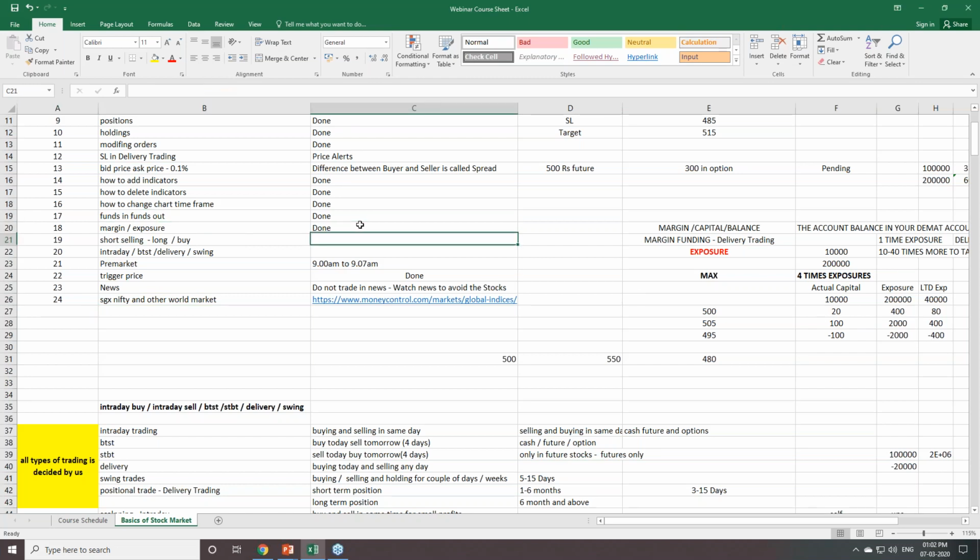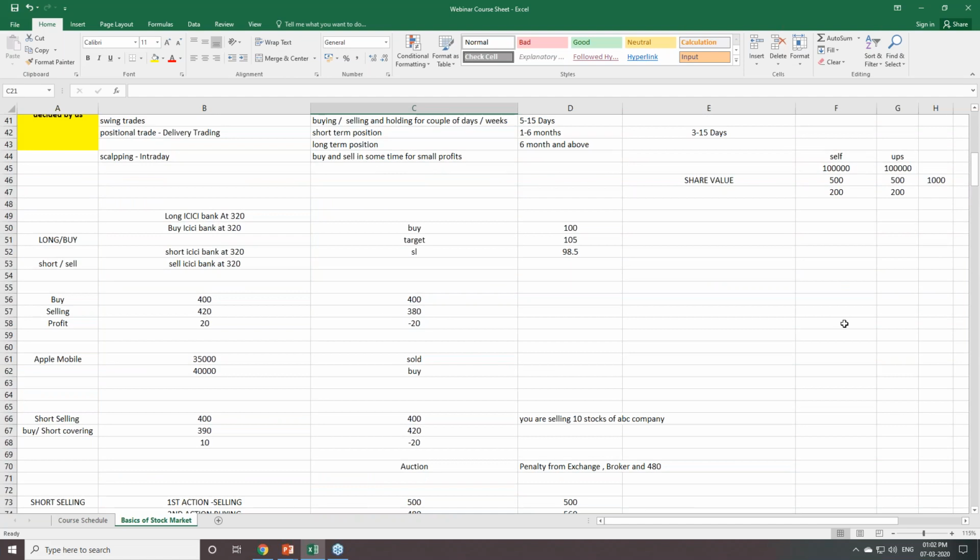So coming back, margin exposure. Now the important factor in the stock market is short selling. So what is short selling? For that, let's understand the normal process.